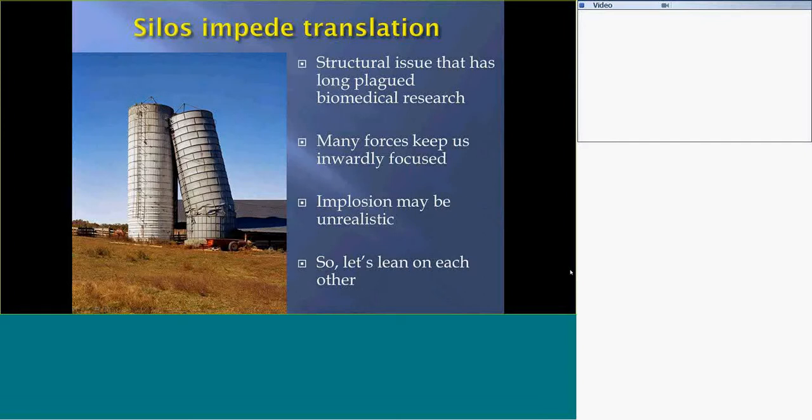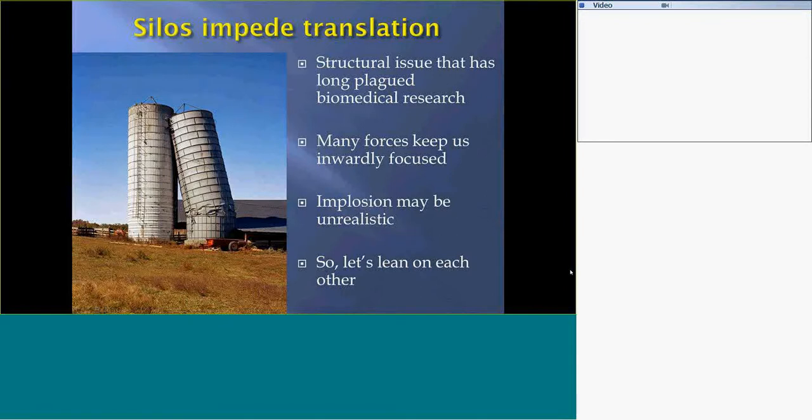So related to that is the fact that it's well known that the silos that we operate in, our specific research areas, impede the translation of scientific findings. And this has really been a structural issue that's long plagued biomedical research. And I'm not going to discuss them today, but there are many forces that really keep us inwardly focused and hyper-specialized in our area. So, when you read in the literature the fact that we should be imploding silos and all working together, well, I think that should be a goal. Really, implosion may be unrealistic.